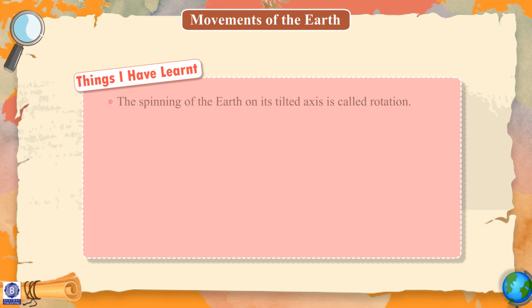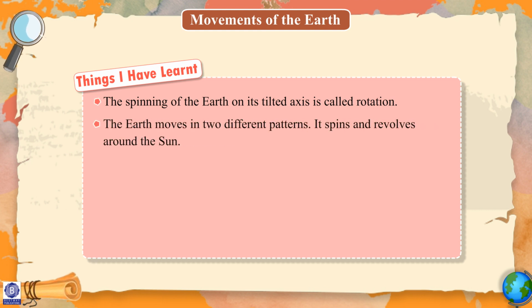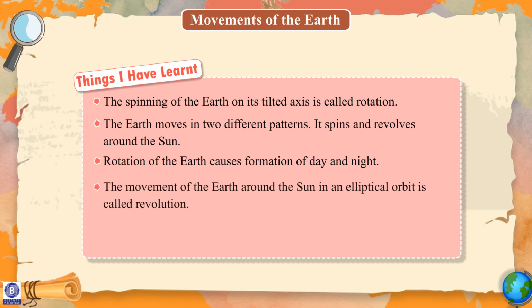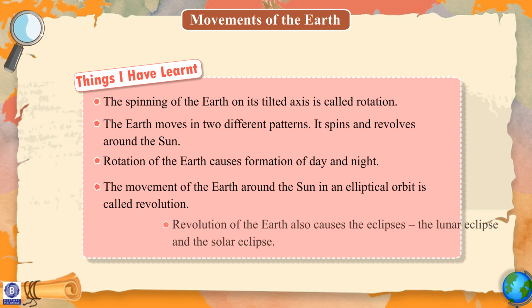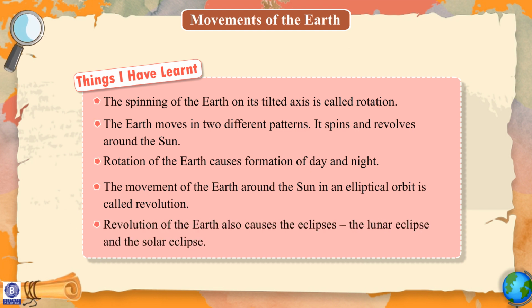Things I have learned. The spinning of the earth on its tilted axis is called rotation. The earth moves in two different patterns. It spins and revolves around the sun. Rotation of the earth causes formation of day and night. The movement of the earth around the sun in an elliptical orbit is called revolution. Revolution of the earth also causes the eclipses, the lunar eclipse and the solar eclipse.